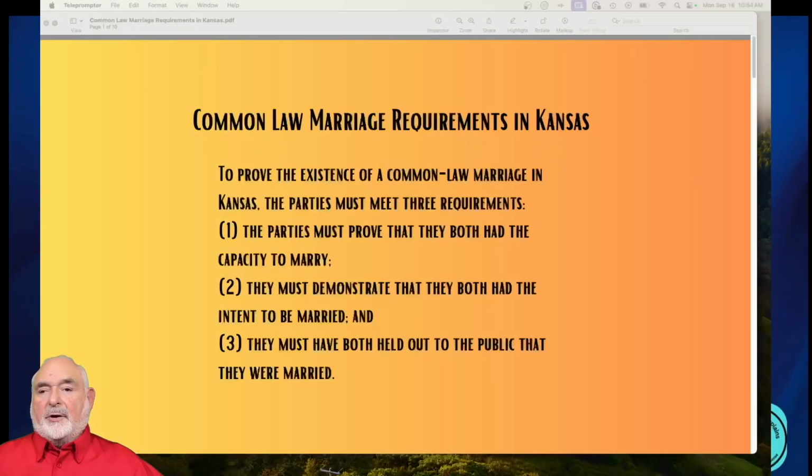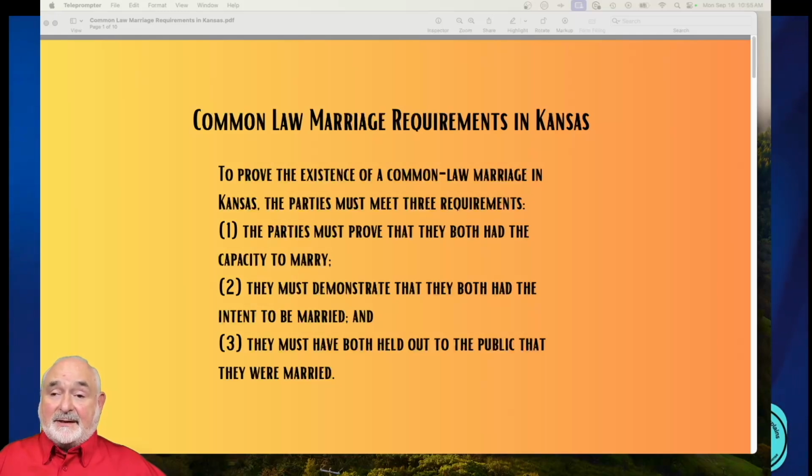So here we go. You're going to find that a lot of these requirements are the same all over the country. But in Kansas specifically, to prove the existence of a common law marriage, the parties must meet 3 requirements. They must prove that they both had the capacity to marry. They must demonstrate that they both intended to be married. And they must have both held themselves out to the public as man and wife or asserted that they were a married couple. And as I've said previously, when these have been challenged by other people who might want to claim inheritances or for other reasons, normally that's a situation where they lack the ability to prove the intent or the agreement to be married or the holding out. Those are the 2 things that usually cause a great deal of problem.